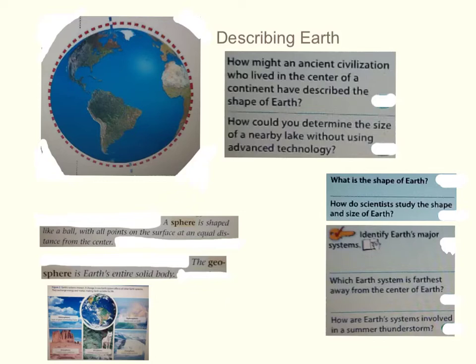The size and shape of Earth. Now there are better ways to get a view of our planet. Using satellites and other technology, scientists know that Earth is a sphere. A sphere is shaped like a ball, with all points on the surface at an equal distance from the center. But Earth is not a perfect sphere.